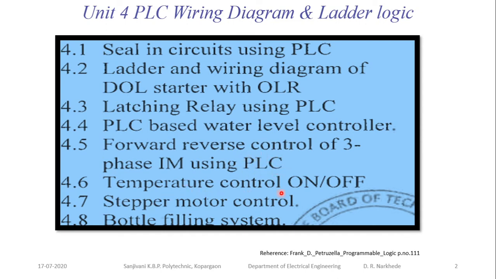Then we will discuss the temperature control on off. In this case, we will take one application in which when temperature reaches a certain value, the system is going to be on, and when temperature decreases to a certain value, the system is going to be off. Or depending on the temperature value, we will operate the system in two modes. That is, the system may become on or it may be off.